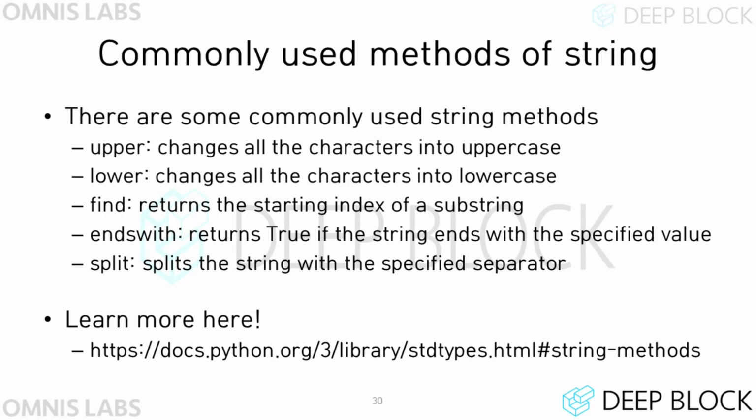The endswith method is a function that determines whether an original string ends with the string argument. It returns true if the string ends with the argument string. The split function splits the string by the given separator character and returns the split strings as a list. In addition to these methods, there are many more string methods. However, you do not need to know all of them, and you can always search for the methods from search engines when you need them. You can check more string methods and how to use them through the link in the slide.